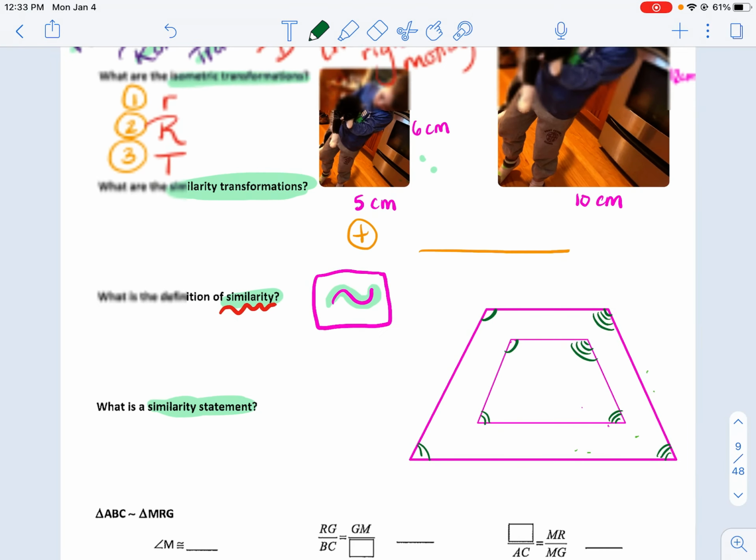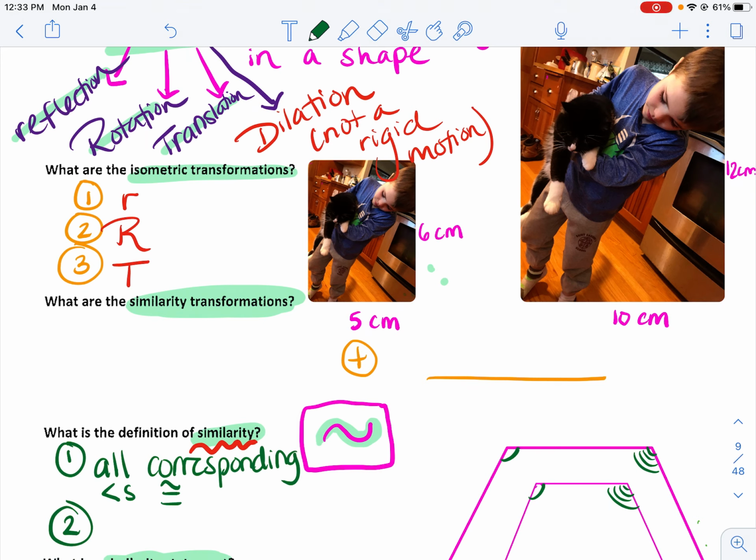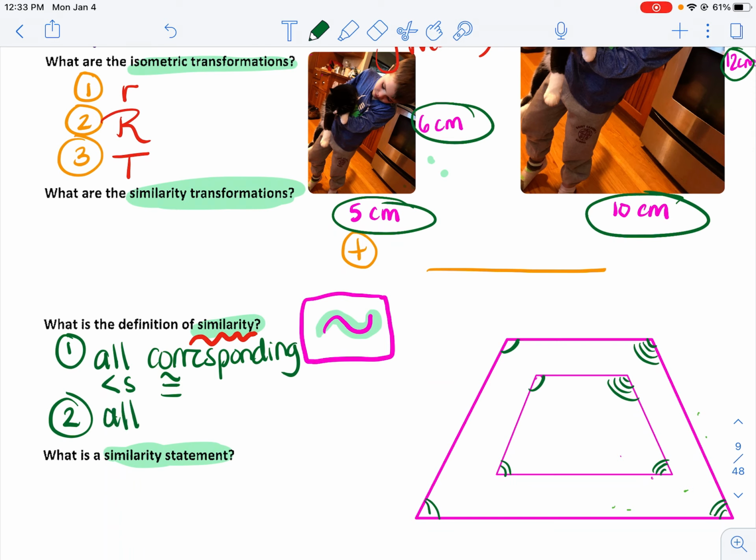All right, so let's write that definition, and I know it took me a little longer to explain, but similarity, 2 things. We have to have all corresponding angles congruent. Second thing is sort of like if we go back to our picture of Charlie and Alvin up here, these have to be proportional. 5 and 10 are the same ratio as 6 and 12, right? They're both 1/2. So all sides are proportional. All right, so that's really the important definition for today.